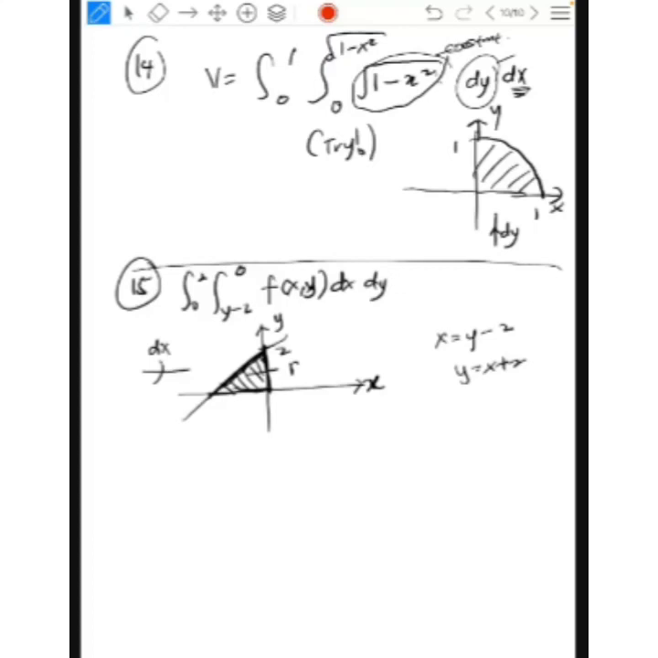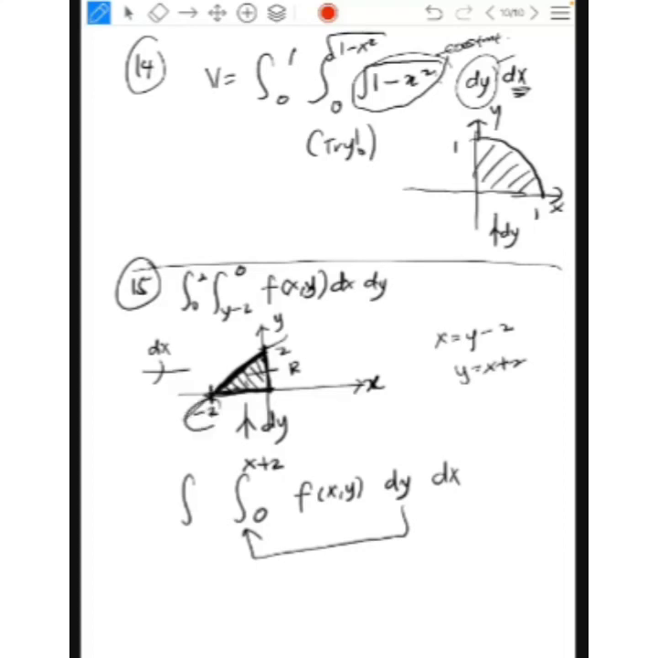Now, the same region, but you work towards y dahulu. Okay, you work towards y first. So f xy dy dx. So as you work towards y, you will find this one, which is y equals to 0, until the straight line, which is y equals to x plus 2. Okay, and then the x is from, okay, whatever value here. Kalau sini 2, sini negatif 2 lah.